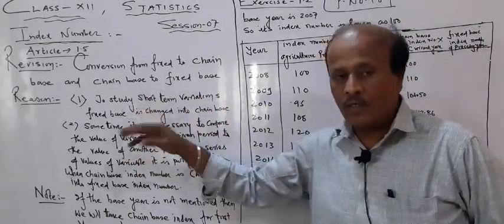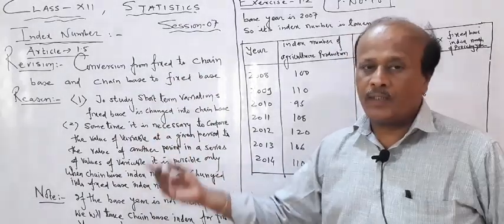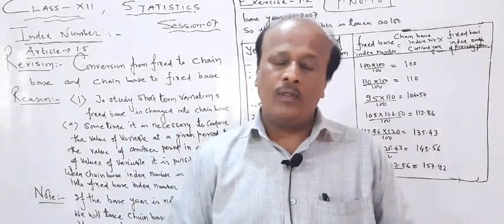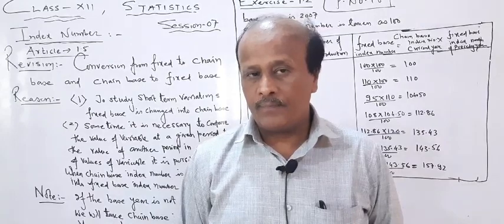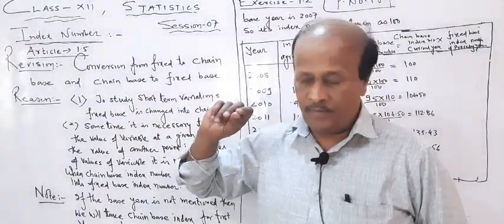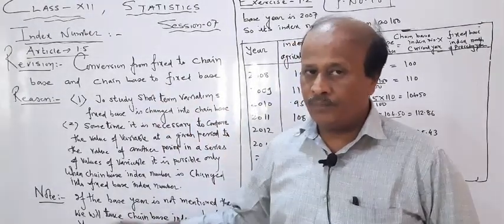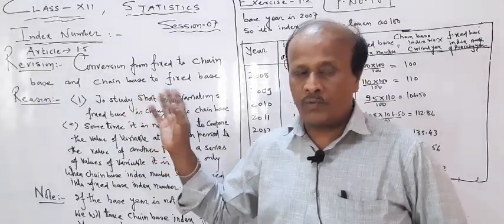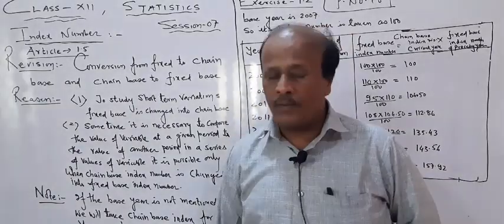Reason for converting one into the other. One of the reasons is that sometimes it is necessary to find the index number for short term changes of values of a variable. Then for that purpose, fixed base is not proper, so we have to convert it into chain base. Formula I already told you. Just go through that formula. Today I will be using these two formulas for solving exercise 1.2.